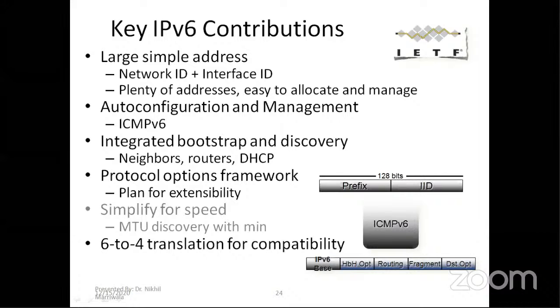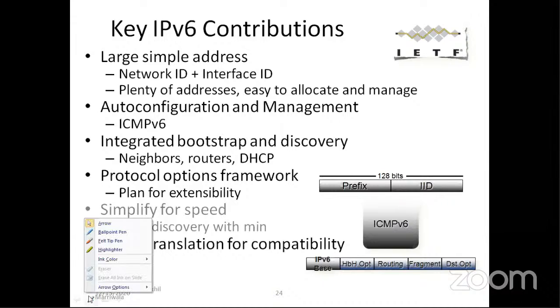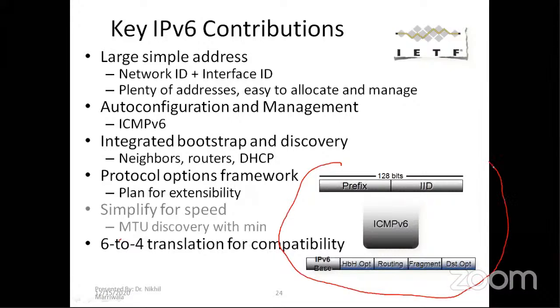So large and simple addressing: the network ID plus the interface ID is given in this case. Auto configuration and management are utilized in this. We have an integrated bootstrap and discovery. So all these protocols, we are talking about protocol locations and protocol options. We have a protocol option framework also, meant for the user who is using it. Plan for extensibility. We have a simplified version for speed of MTUs, and we have 6 to 4 translation for compatibility. So this is how it looks. If you can see this area, we'll mark it out for you. Now this is how the structure looks.